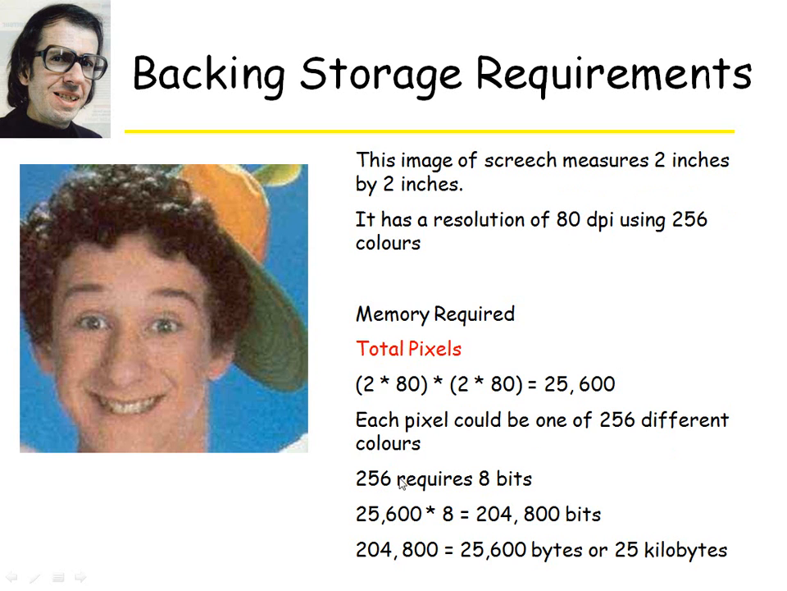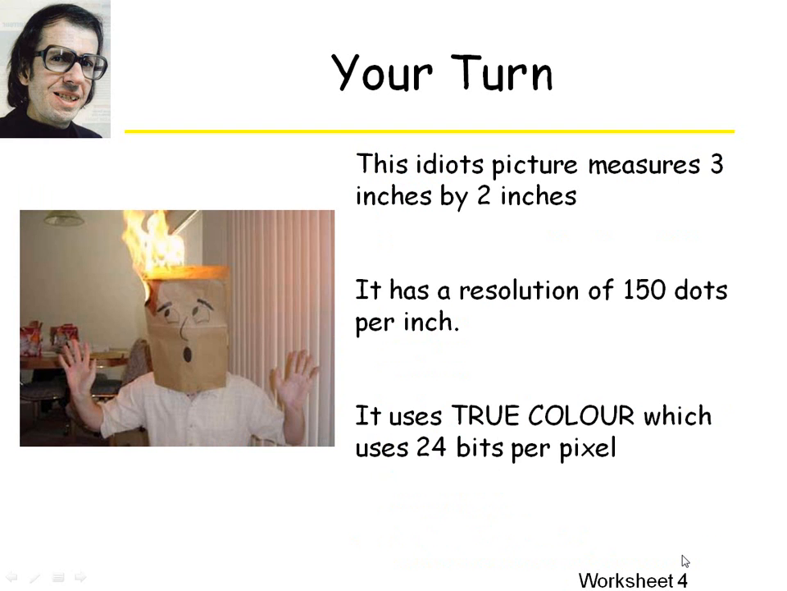And 256 colours would require 8 bits. If you think back to earlier, if we do 2 to the power 8, that would give us 256. So the bit depth, the colour depth, is 8 bits. So we take how many pixels there are, times by 8, and work it out using the maths we know to work out bits to bytes to kilobytes and so on, to say that this image requires 25 kilobytes.